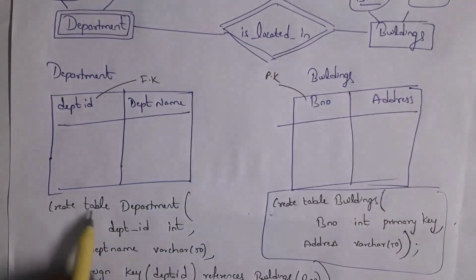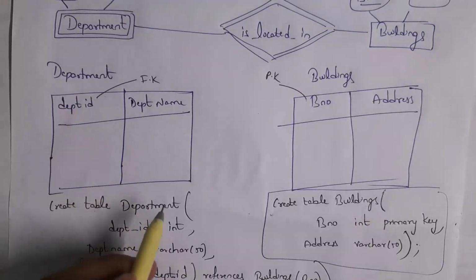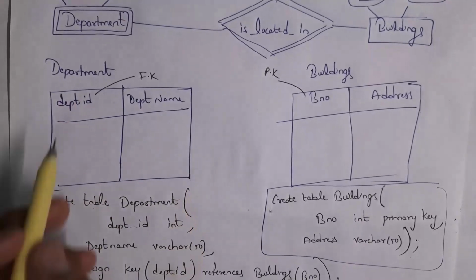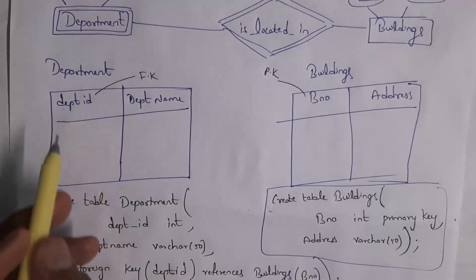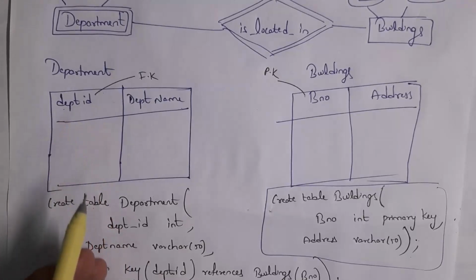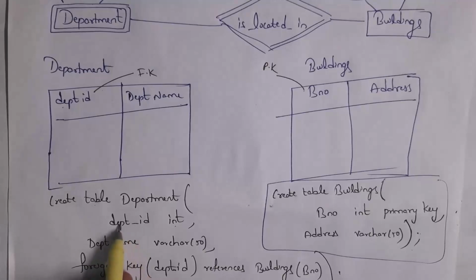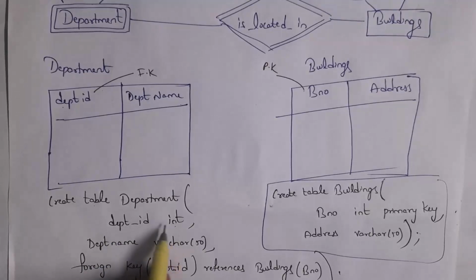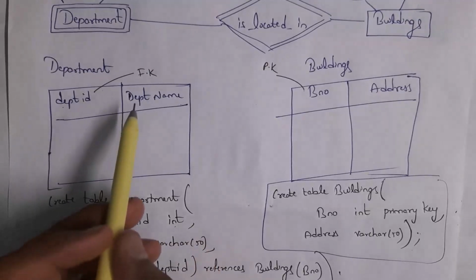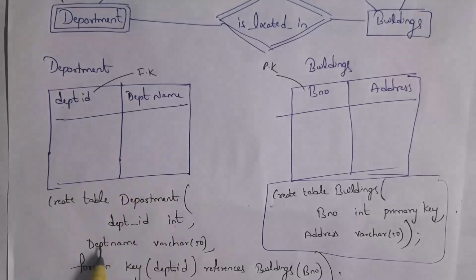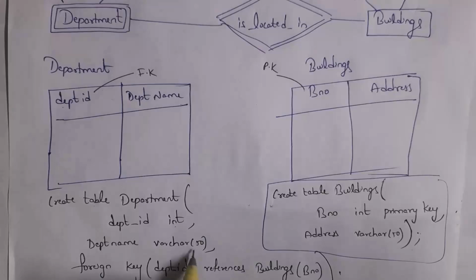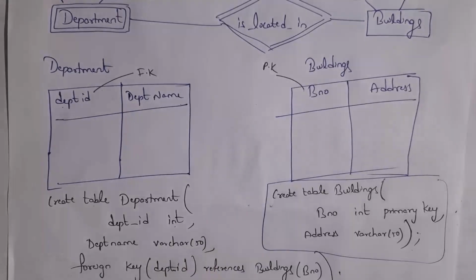So write here create table and the table name, that is department, open bracket. First column is department ID. I want to enter IDs like 1, 2, 3, 4, and so on. So write here department ID, space, data type, that is int, comma. Next column is department name. So write here DEPT name, space, data type. I want to enter department names like CSC, AIML, DS, and so on. So I am giving the data type, that is varchar, and inside brackets I write 50, that is nothing but the size, comma.